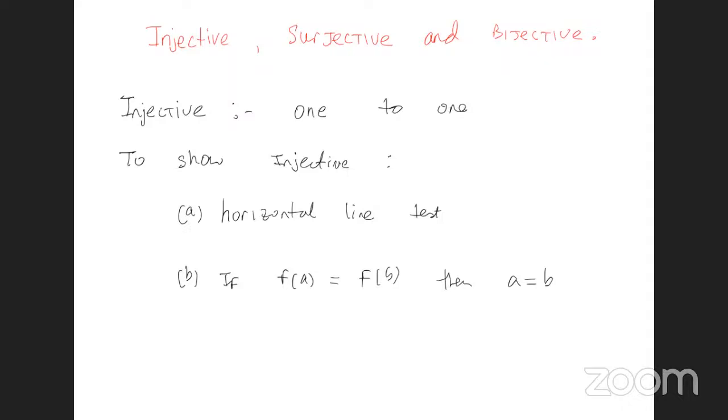So let's see what this does. The horizontal line test looks like this. You all remember how to sketch; we did this last week. Determine if injective.